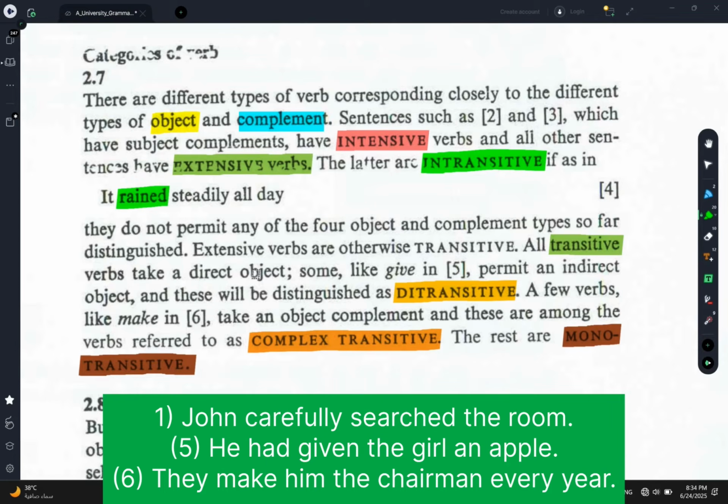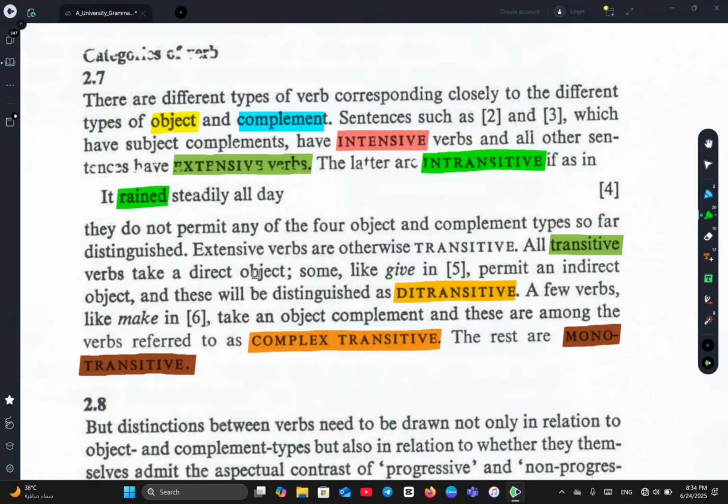And transitive verbs are subdivided into three types: ditransitive, complex transitive, monotransitive. Let's highlight each one of them. Ditransitive verbs are those verbs that permit an indirect object, and these will be distinguished as ditransitive. In other words, those verbs that take a direct and indirect object, because di here is a prefix that means two.